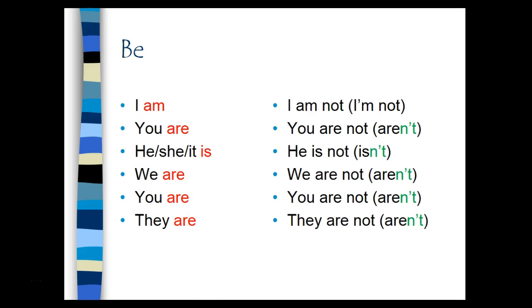To make these verbs into negatives, you add the adverb not. I am not becomes I'm not. You are not, you aren't. He is not, or she is not, isn't. We are not, we aren't. You are not, this would be considered as a plural, you aren't. They are becomes they are not, or they aren't.